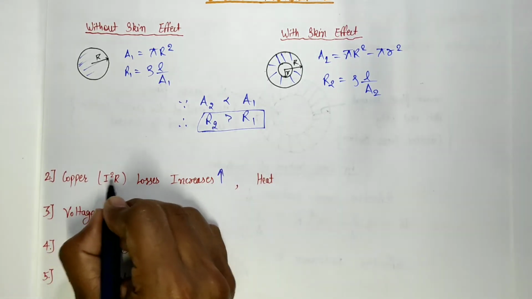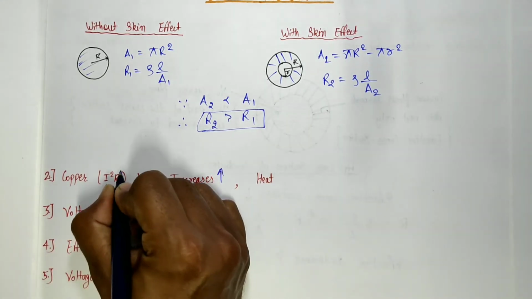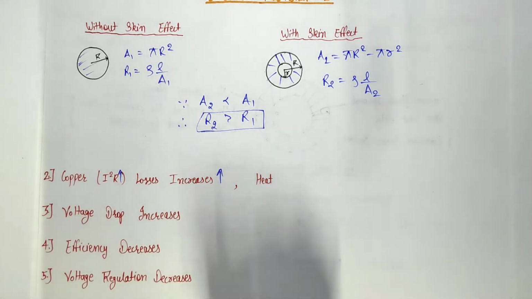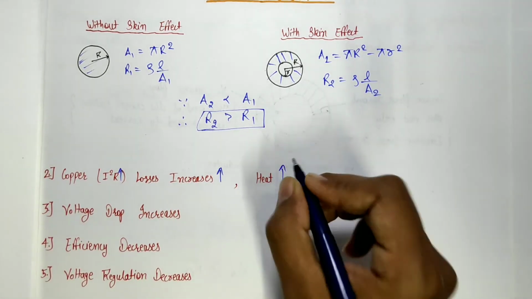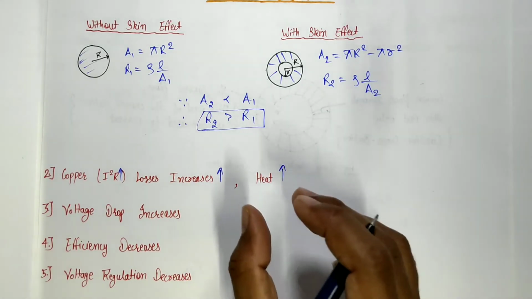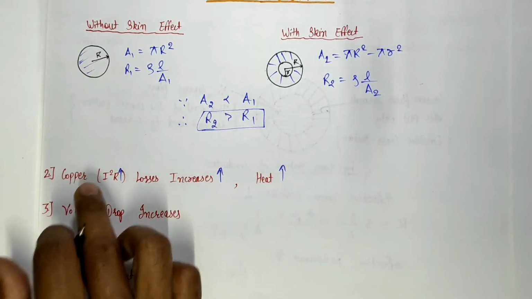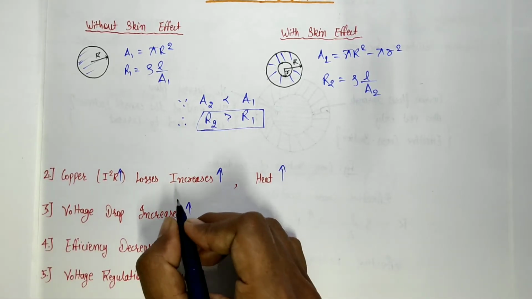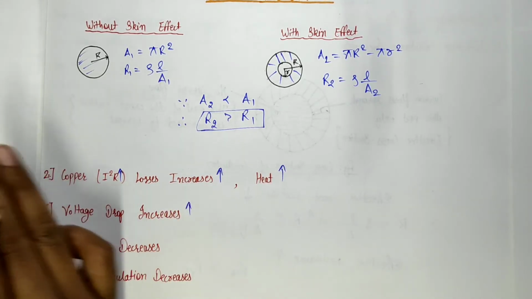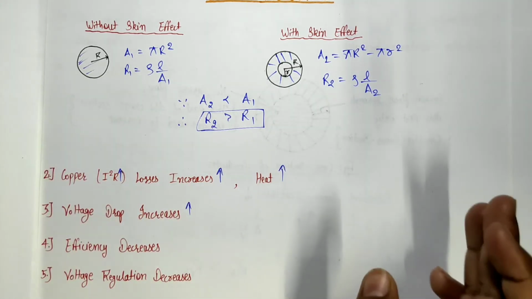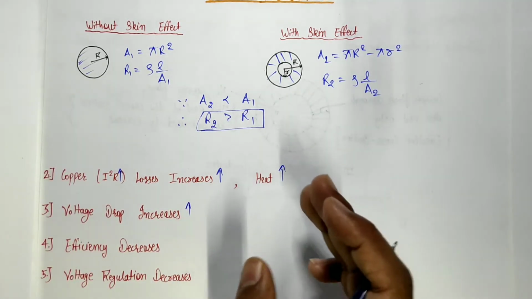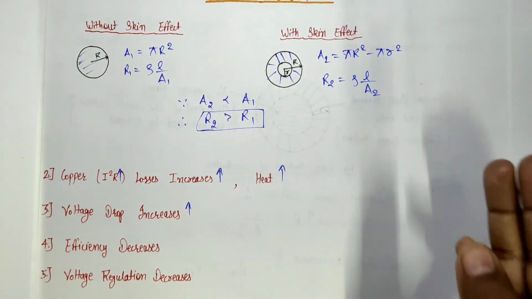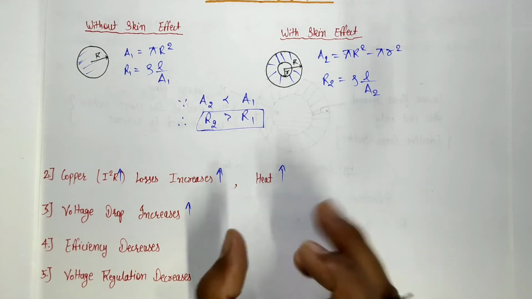What is copper loss? I square R losses. So if this effective resistance increases, then copper losses will also increase, due to which heat losses will also increase within the conductor. Now because of all these kinds of losses, the voltage drop also increases. It means that there is a huge gap between sending end voltage and receiving end voltage because of the skin effect. For example, suppose you are sending 220 volt, but at the receiving end you are only receiving 200 volt. So this is happening because of the skin effect.